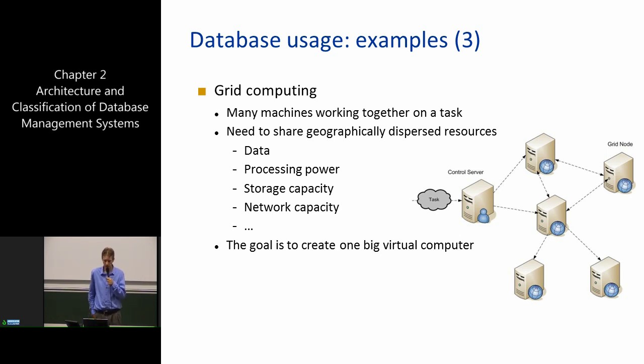Grid computing is also something that is very important these days, especially when you're doing complex processing. Grid computing means that you're going to distribute the processing effort across different nodes in a network. So you're going to have many machines that are going to work together on a task, and we need to share those geographically dispersed resources. So we need to share data, processing power, storage capacity, network capacity. And basically what you're doing here is creating one big virtual computer which is going to invoke all the different nodes in the network.